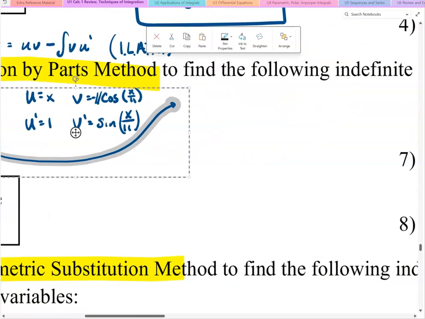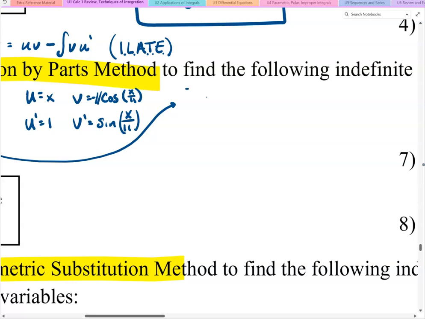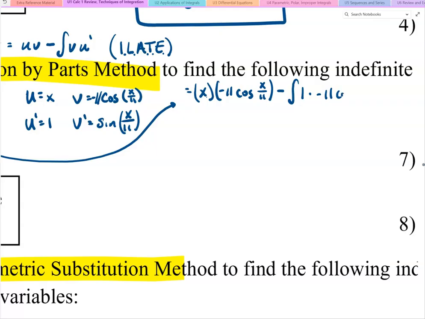actually equal to u times v. So we now have x times negative 11 cosine of x over 11 minus the integral. Now this is why the parts method is nice. We're going to multiply by u prime and v. So u prime ends up being the number 1 times v, which is negative 11 cosine x over 11 dx.